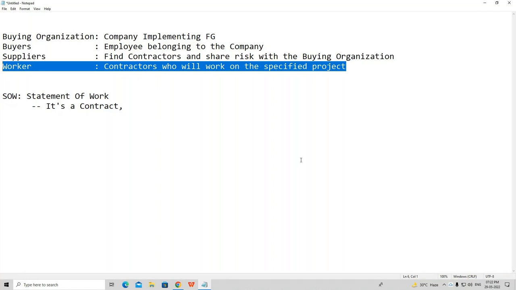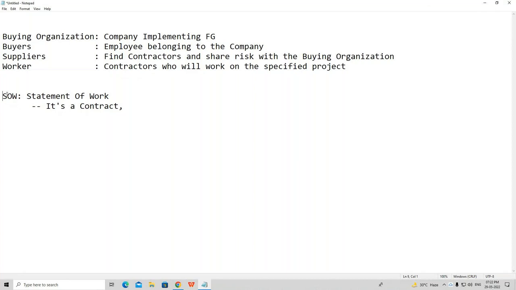Now, if I ask all of you that SOW is a contract, very good. Who are the parties between whom the contract is signed? Can any one of you take a guess? Who are the parties who will be participating in this contract? You can share your views over there. Now, I don't want a correct answer. I don't want a wrong answer. Why? Because I don't want an answer. I want your views.